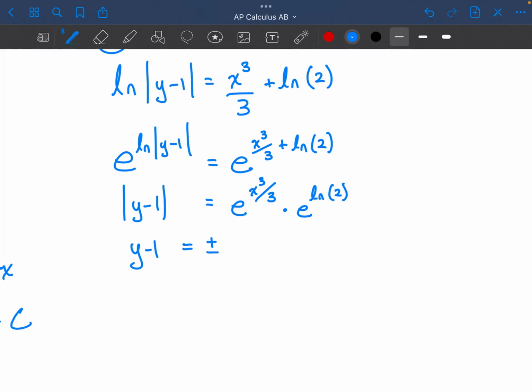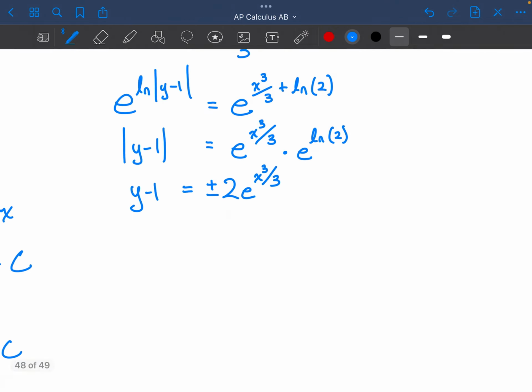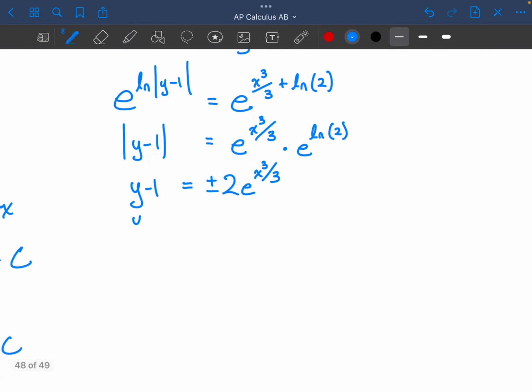I'm going to write the 2 out in front. So again, this 2, which came from the e and natural log being canceled out, is going to come down in front, and I'm going to write that first. So 2e to the x cubed over 3. And then finally, I just have to add the 1, and I get y is equal to 1 plus or minus 2e to the power of x to the power of 3 all over 3.